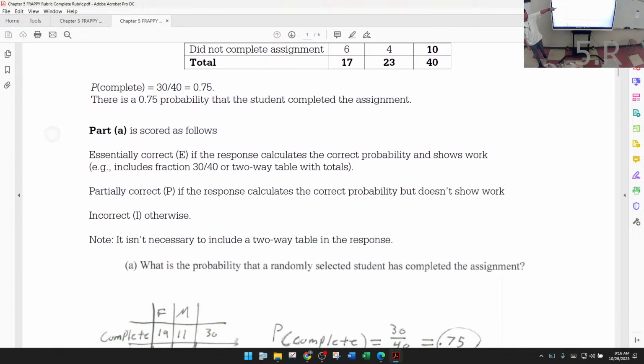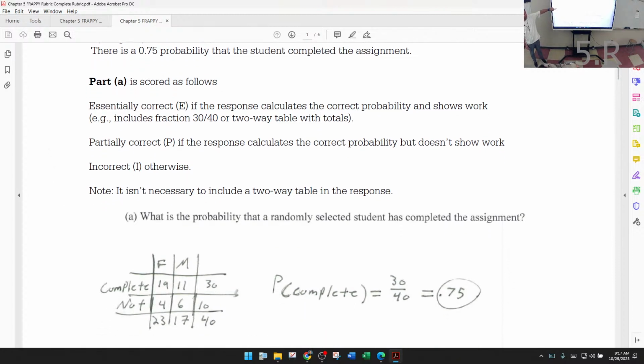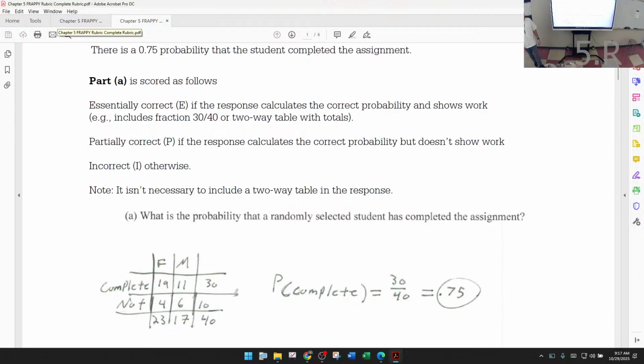Part A is scored as follows. Essentially correct means the response calculates the correct probability and shows work. Examples include the fraction 30 out of 40 or a two-way table. And pretty much those are the only two things that you could have. Partially correct if you calculated the correct probability, but you don't have any work. It's not necessary to include a two-way table. So you don't have to have the two-way table as long as you have some type of mathematics.